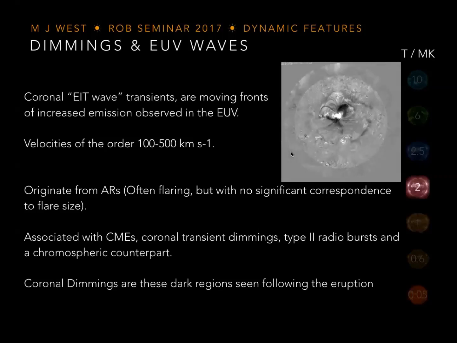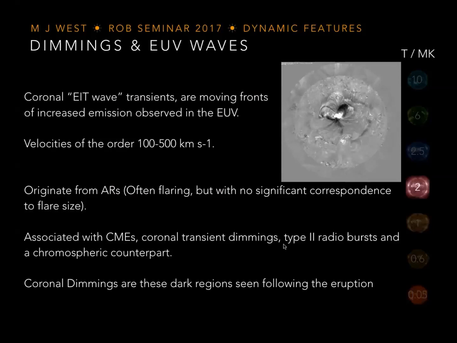So what do we see when we see these EUV waves? Well, we see these transient moving fronts of increased emission in the EUV. They have velocities ranging between 100 and 500 kilometers per second. They often originate from active regions, and normally, if there's a flare or an eruption occurring, we'll see these events. And again, we see the dimming regions in here as well. They're often within the EUV wave, although there is some discussion on whether the EUV wave or the dimming leads. But personally, I believe the EUV wave is outside of the actual dimming region.